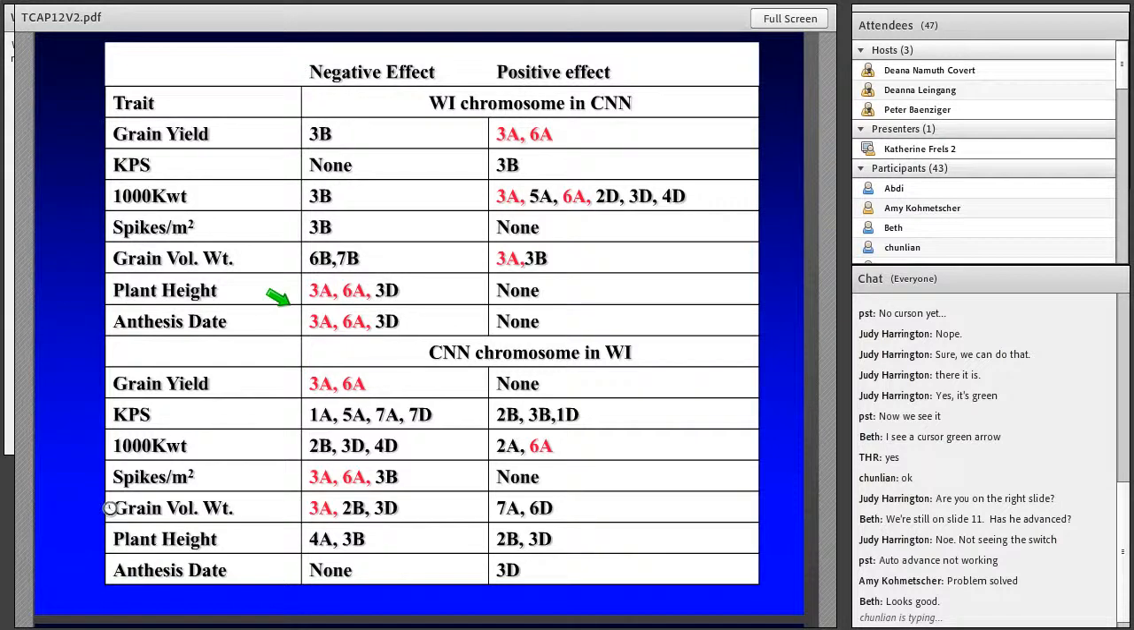We actually think it's a yield per se trait. Why? Because if you look at the grain yield in Wichita, 3A, 6A from Cheyenne drastically reduced grain yield. How did it do it? It reduced spikes per square meter, had a little effect on grain volume weight, but if you notice, it had no effect on anthesis state. So while the effect going on in Cheyenne may be related to anthesis state, in Wichita, it's unrelated to anthesis state. So it looks like it's not just an earliness gene.